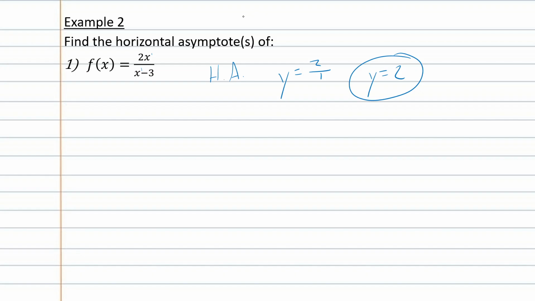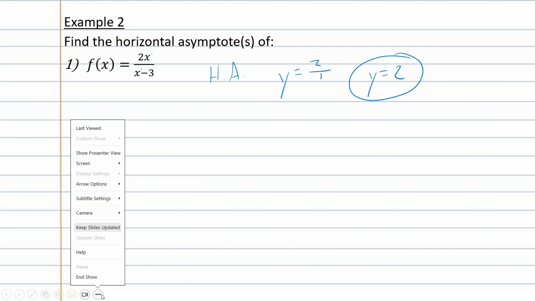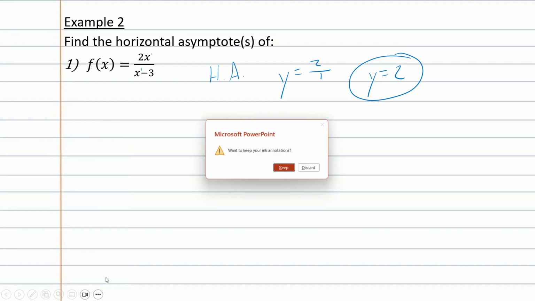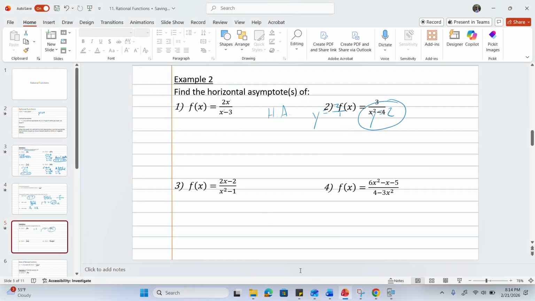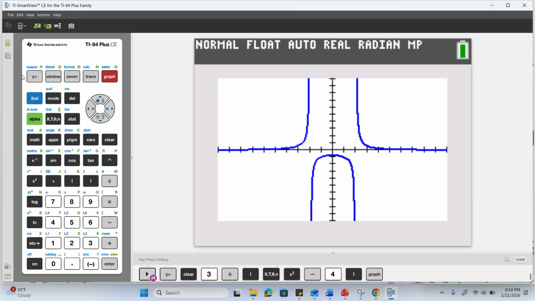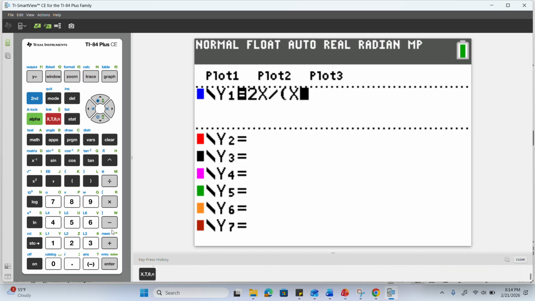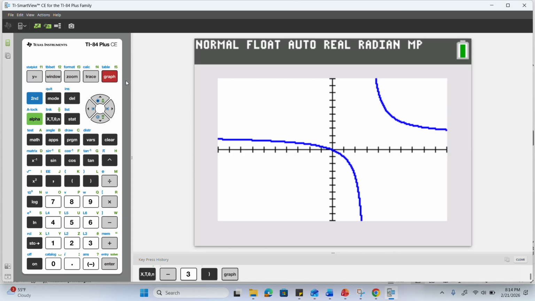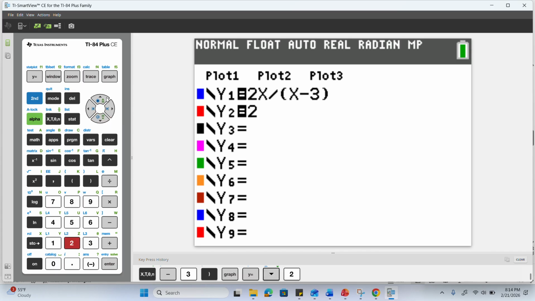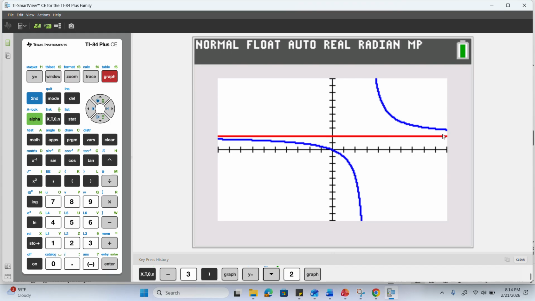Now I'm going to try to bring you to the calculator and show you what it looks like. So we're looking at 2x over x minus 3. Y equals 2x divided by x minus 3. It says we should have a horizontal asymptote at y equals 2. Well, if I put in y equals 2 here, you should see that there is a horizontal asymptote there.